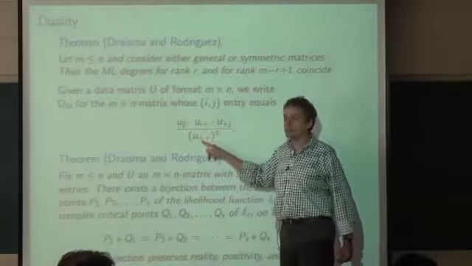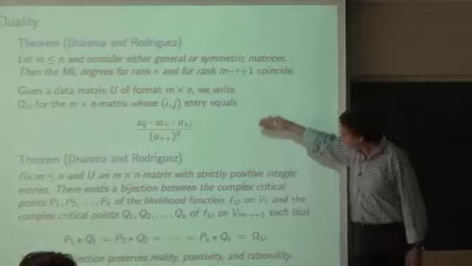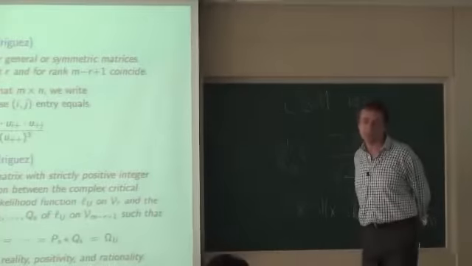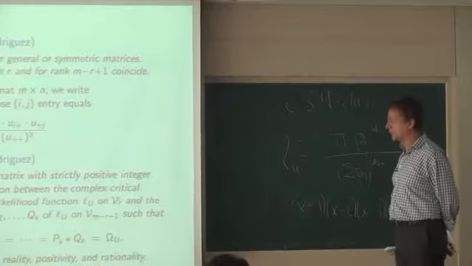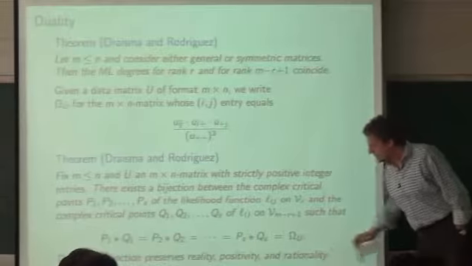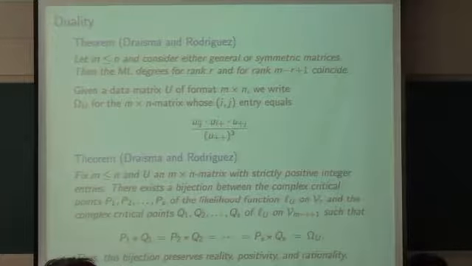That one divided by the sample size is the trivial solution for the maximal rank. So this is obviously the right statement for the independence model. But what we're saying is this is also true for other in-between models. Now in particular, this bijection preserves reality, positivity, rationality, arithmetic structure, right?